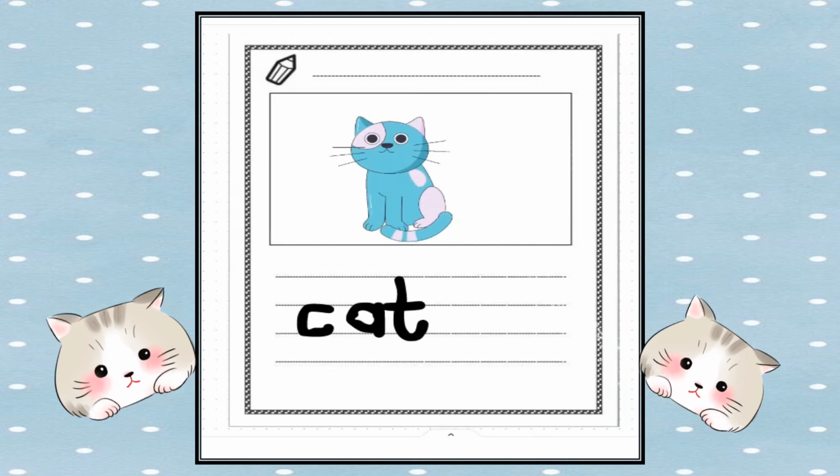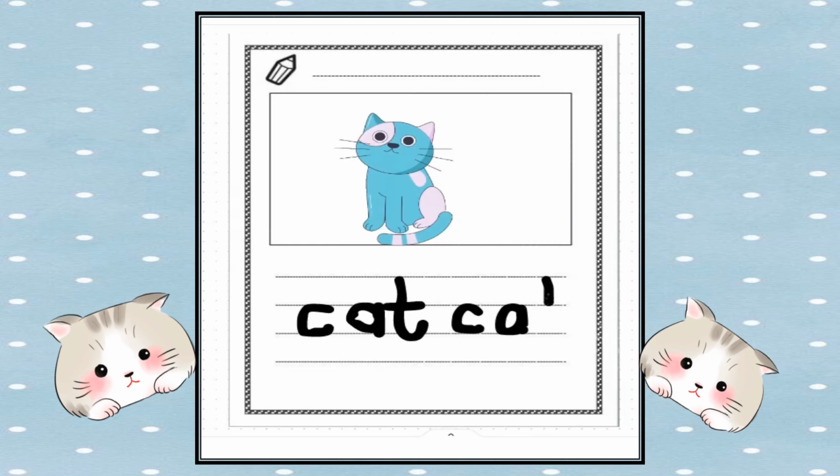Let's practice one more time. K. Start at the top, halfway round. A. All the way round, up and down. T. Start at the top, down and curl and cross it. Well done, everyone.